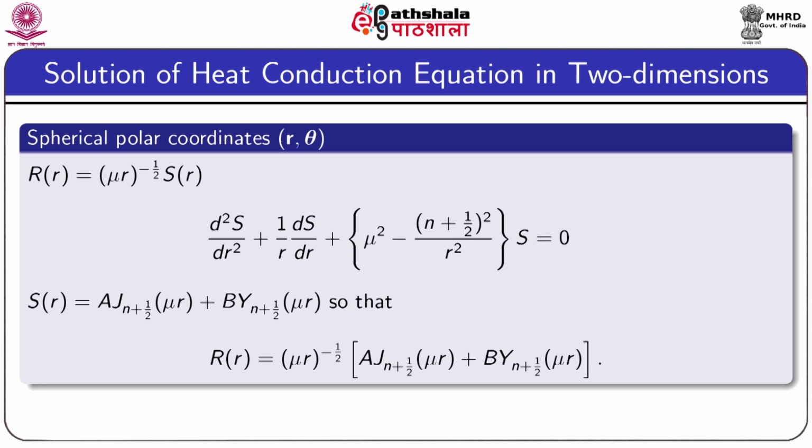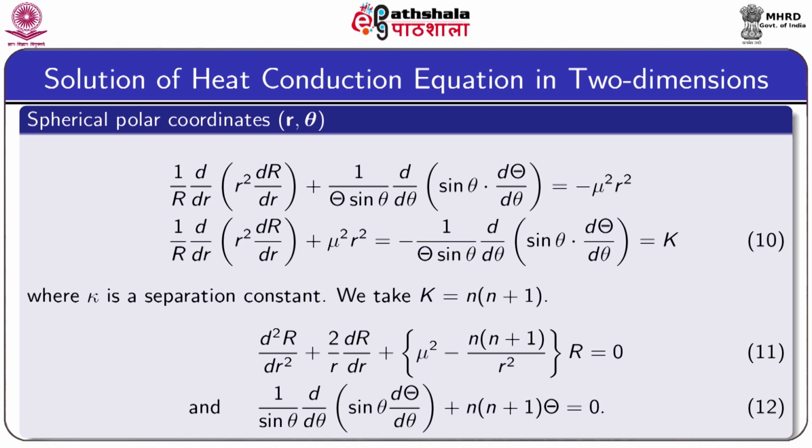The solution of this is the famous Bessel's equation, and the solution can be written as capital S equals a J_{n+half}(mu r) plus b Y_{n+half}(mu r), where J and Y are Bessel's functions of the first kind and second kind respectively, both of order n plus half. Coming back to the variable capital R, we get the solution capital R as (mu r) to the power minus half into S(r), which is written in the last equation of this slide.